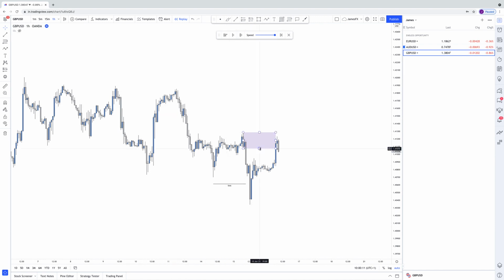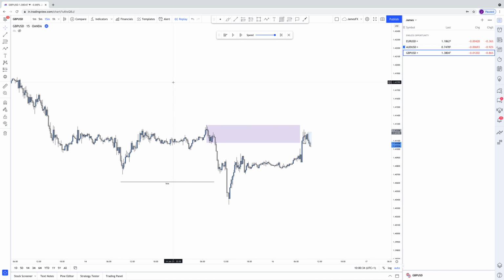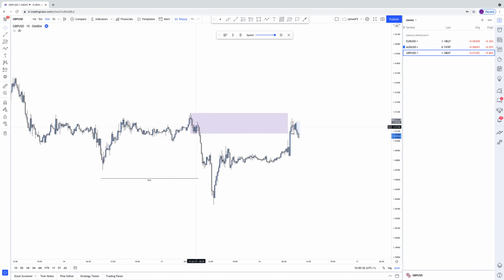But yeah, let me get into a 15-minute time frame and see if we can refine it. Now, I'm not always looking to refine my hourly point of interest or order block, only if there's a clear area or a clear candle where price is likely to come to. So if I go to the 15 now, we do have this here.